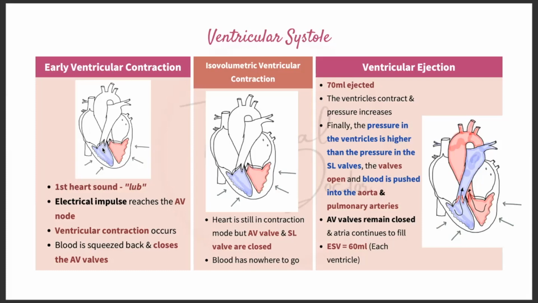The electrical impulse goes to the AV node, and so the ventricles will contract. When the ventricles contract, or are being squeezed, like you can see in this picture over here, the blood in the ventricles tries to move up.